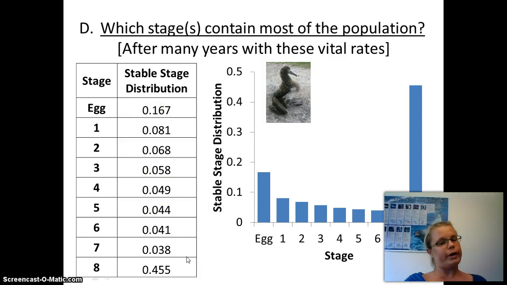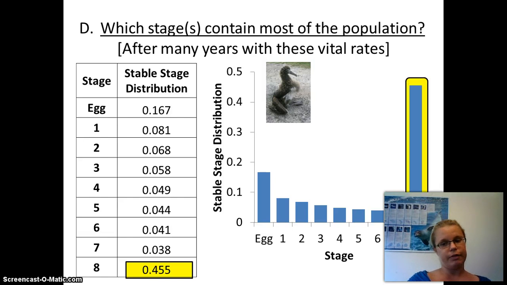So where's the highest proportion of individuals in this stable stage distribution? It's down here, which is the same result that we got when we projected the population into the future for 50 years. If you graph it, it looks like this. So after many years, most individuals will be adults in stage 8.